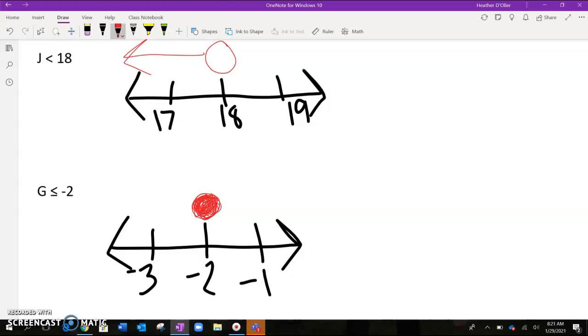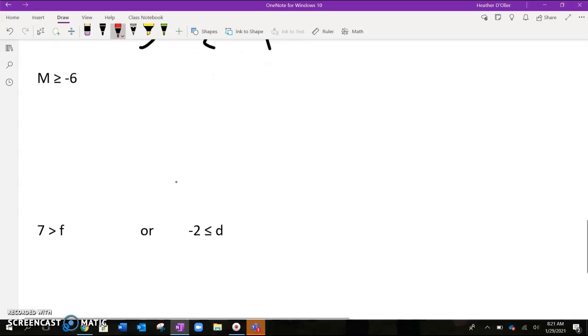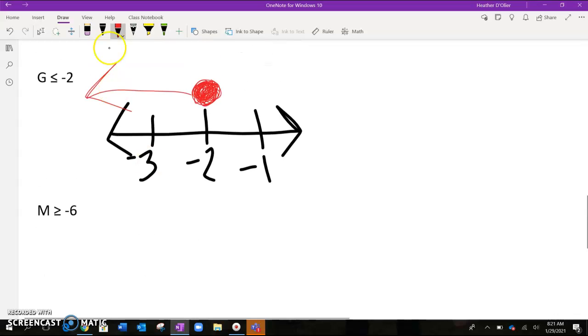It says less than or equal to -2. Okay, well, if g is less than or equal to -2, that's -3, -4, -5. It's going to the left. All right, I've got a couple more and then we're done with this topic.